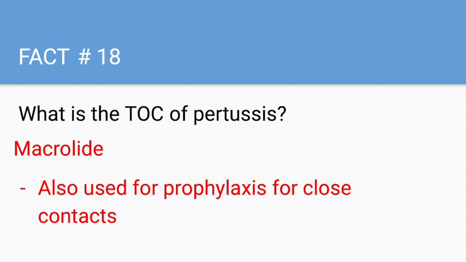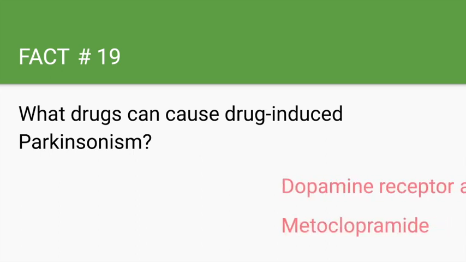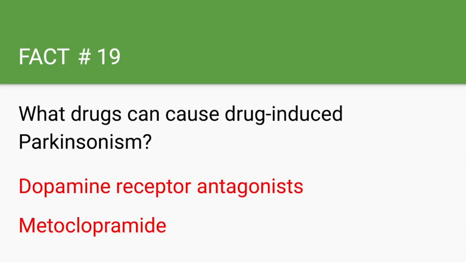What drugs can cause drug-induced Parkinsonism? Dopamine receptor antagonists. And of course, metoclopramide has some dopamine blocking effects as well. And it's important to note that these drugs can also lead to neuroleptic malignant syndrome.